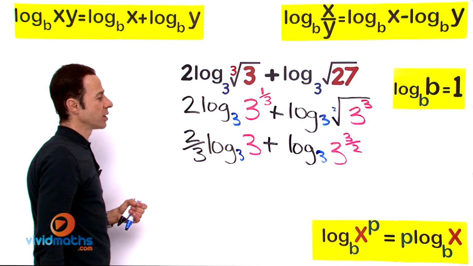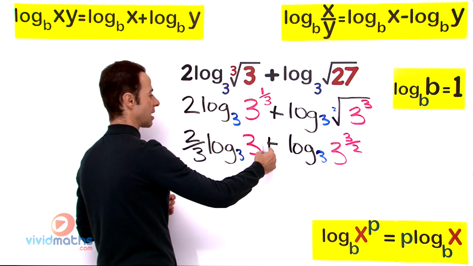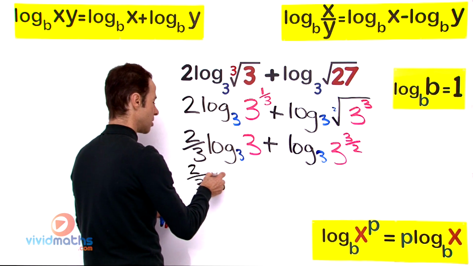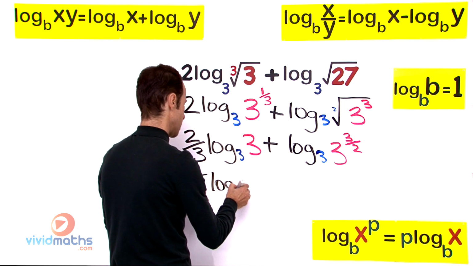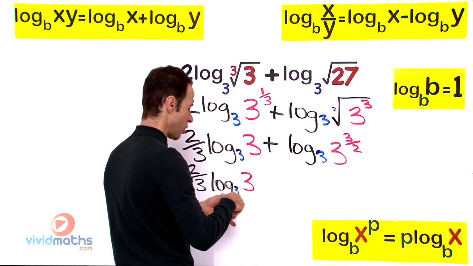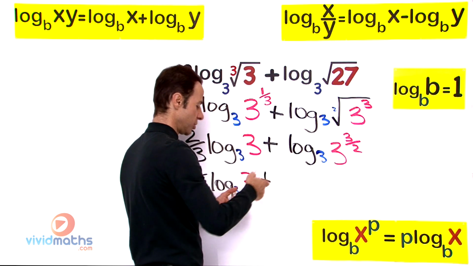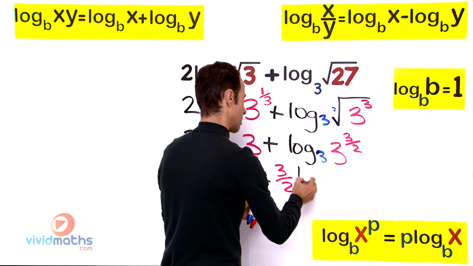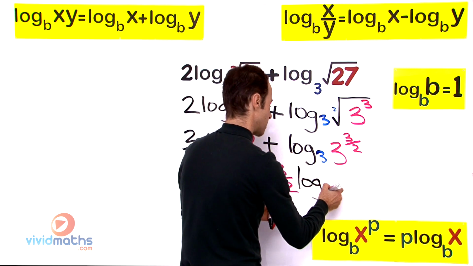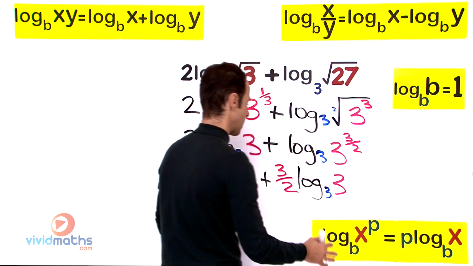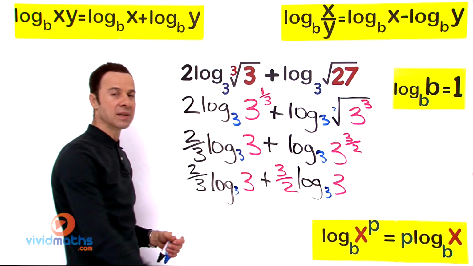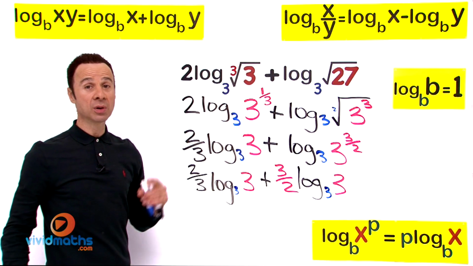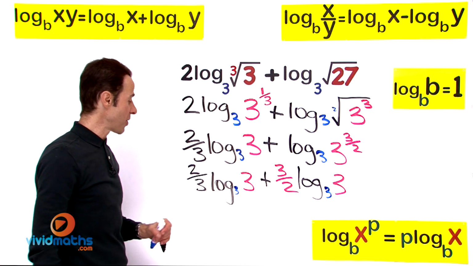Okay, now we can simplify this by bringing that power to the front, can't we? So let's just rewrite this side here. So we have 2/3 log base 3. We'll simplify that in a moment. Plus 3 over 2 to the front, log base 3. Okay, that base and number match, that base and that number match. We can certainly go ahead and use that expression there. It's going to equal 1, isn't it? So let's turn that into a 1.